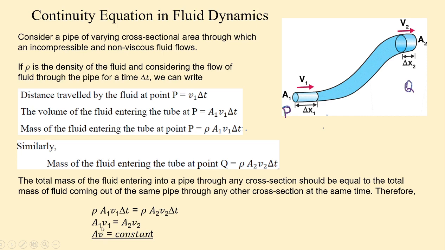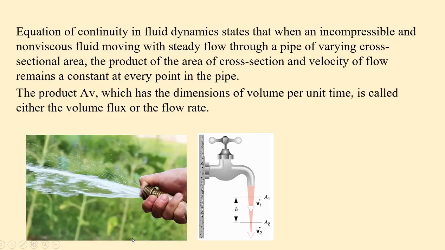A1V1 is the product of area of cross section and velocity at the section P, which we can denote by 1. That should be equal to the product of area of cross section and velocity at any other point, say point 2. That is, the product of area of cross section into velocity, A into V, equal to constant. Now this is the equation of continuity.